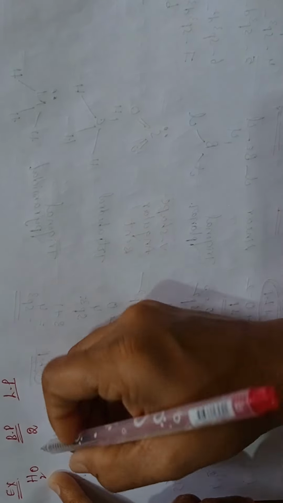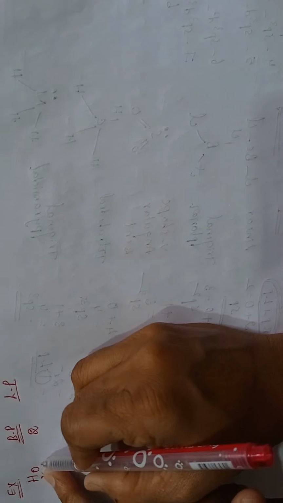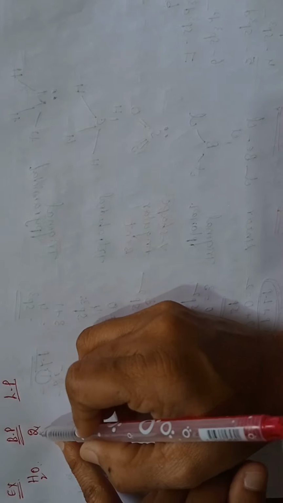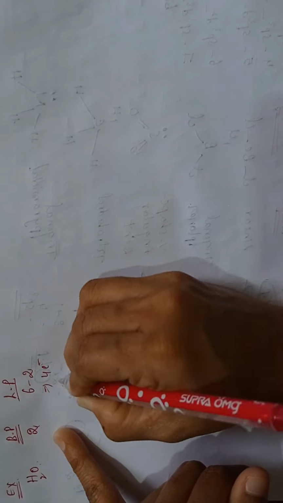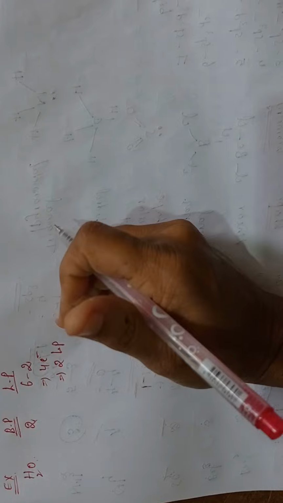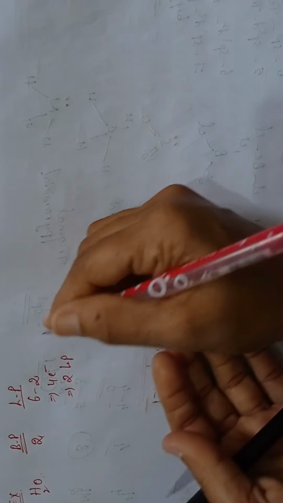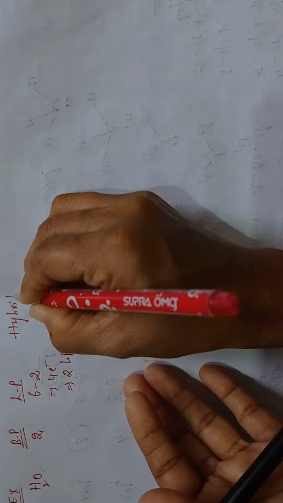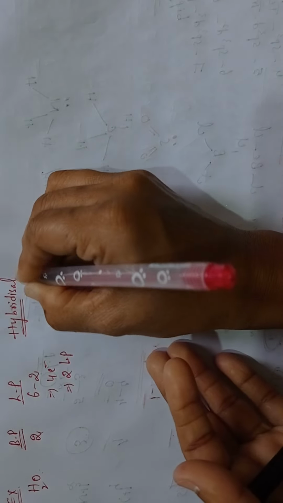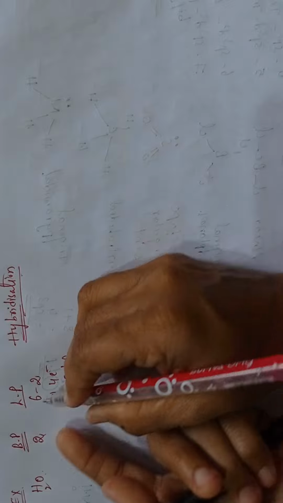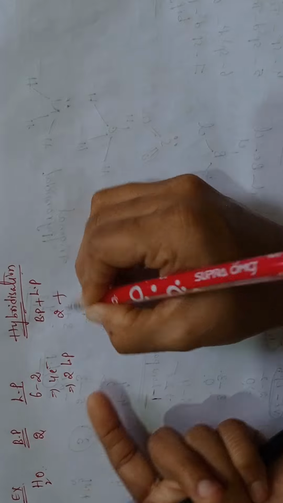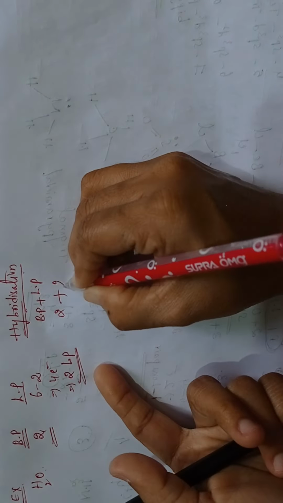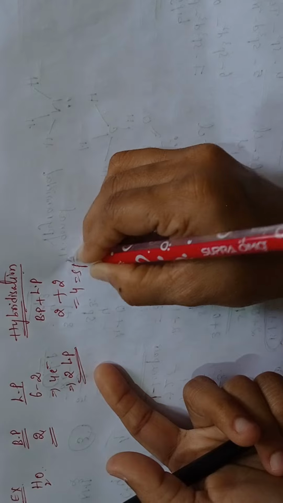Bond pairs how many? 2. Next, how many lone pairs, students? Oxygen valence electrons 6. 6 minus bond pairs, means 6 minus 2. Are you clear? 6 minus 2 means 4 electrons, means 2 lone pairs. Are you clear? 2 lone pairs. What is the hybridization, students? Formula: bond pair plus lone pair. Bond pairs 2, lone pairs 2. Then 2 plus 2, total 4. 4 means which hybridization? sp3.